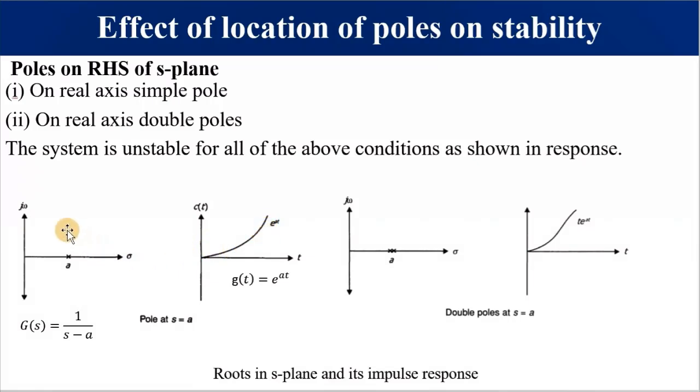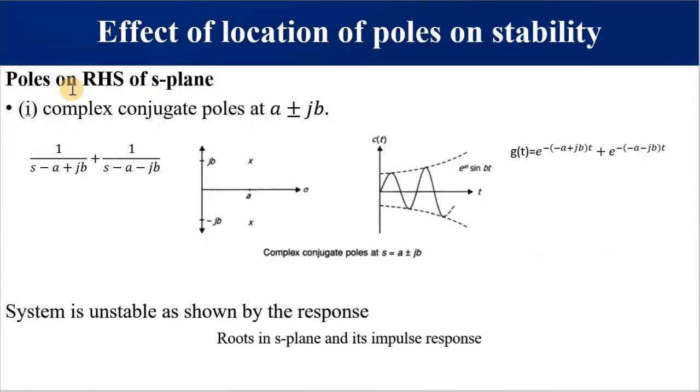And we know that for any pole located on the right half plane, it is an unstable system. The same applies to this double pole. This is a single pole at s equals a, a double pole at s equals a, and you can see the increasing response as t is increasing. So the system is unstable for all of the above conditions, for a single pole as well as for a double pole.